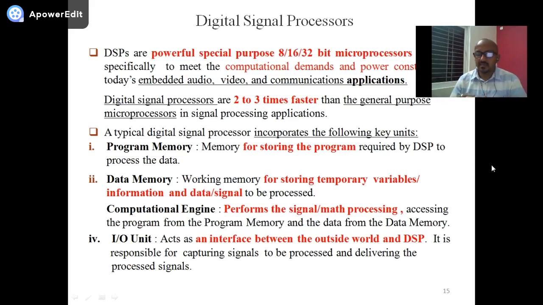Computational units, for example the MAC, multiply and accumulate, as we do in signal processing. There are more computations, that is why the MAC will be helpful. The IO unit provides the interface between the outside world and the DSP.